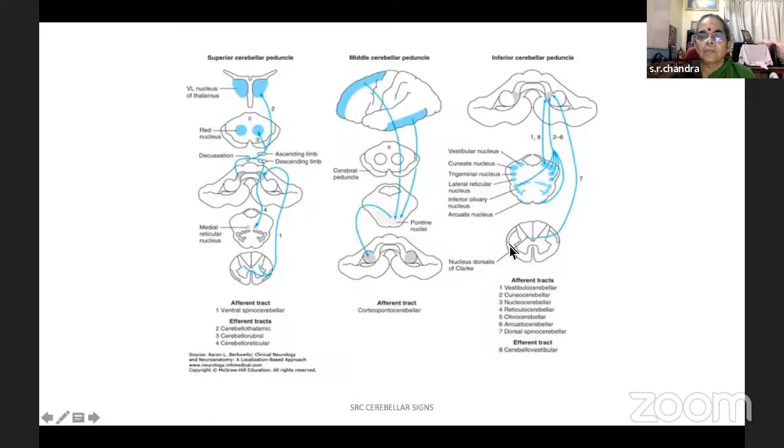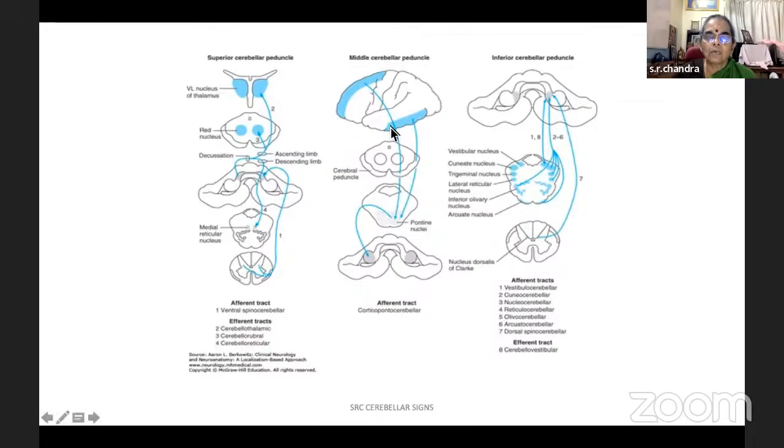And the inferior cerebellar peduncle has many connections because it has to convey to the cerebellum the position of the head and neck, body, eyes, limbs, everything, so that the cerebellum can decide what movement has to be carried out. These afferents come from the vestibulocerebellar, cuneocerebellar, nucleocerebellar, reticulocerebellar, olivocerebellar, arcuatocerebellar, and dorsal spinocerebellar tracts. So all these tracts give the cerebellum information about various body parts in space.